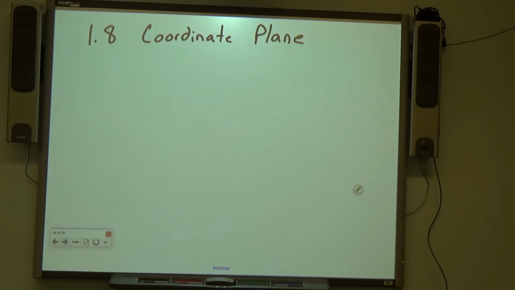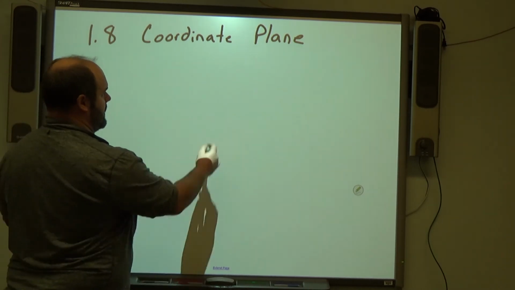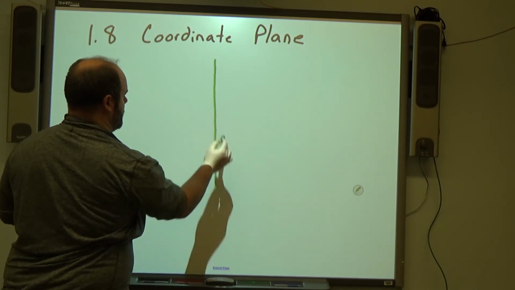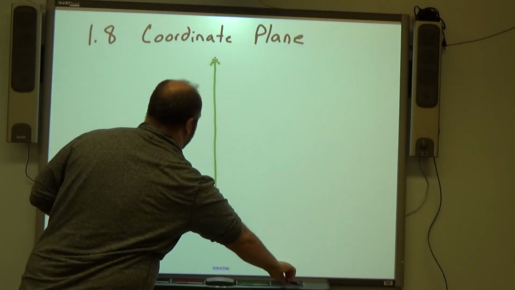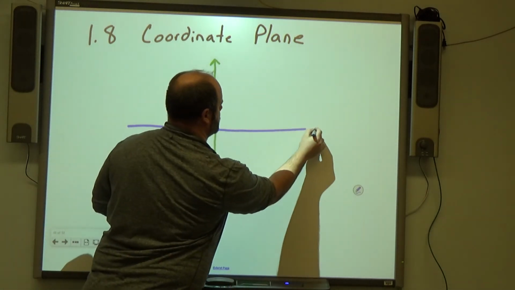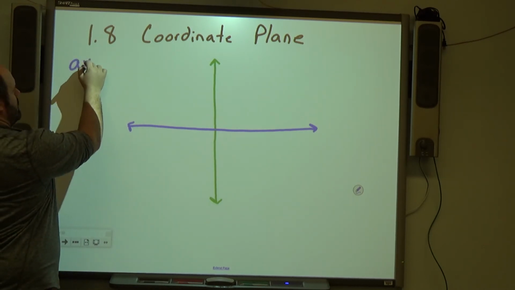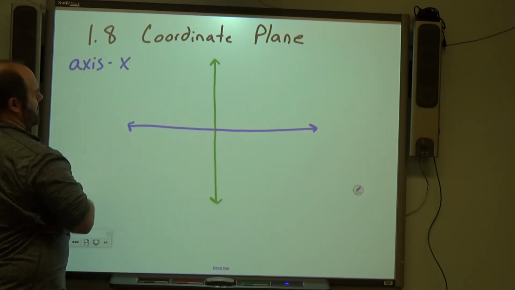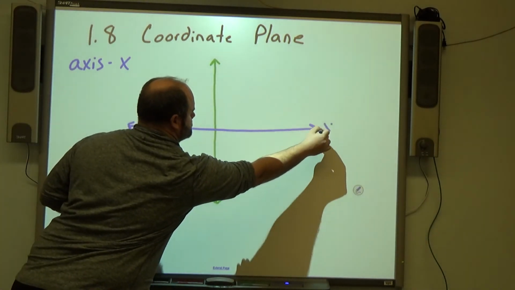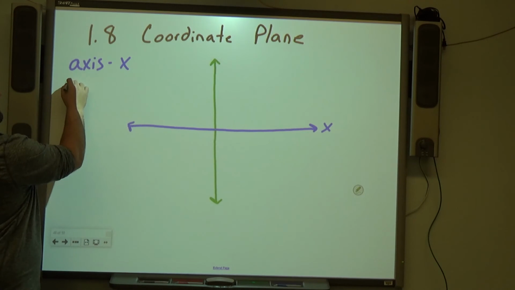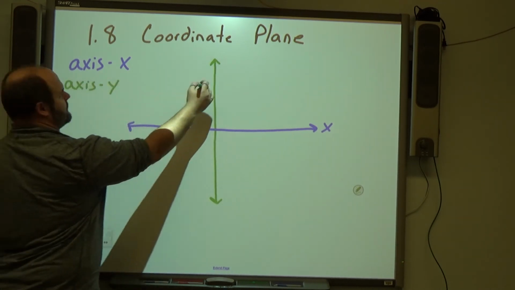Okay, we have our last section in Pre-Algebra Chapter 1, and this is on the coordinate plane. So, take out your notebooks, and I'm going to draw the coordinate plane up on the board. The first thing the coordinate plane is made up of is what we call an axis. And there are two axes, okay? We have an x-axis and we have a y-axis.